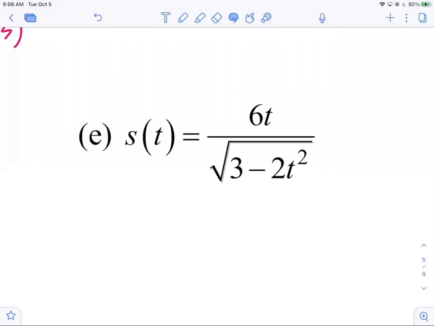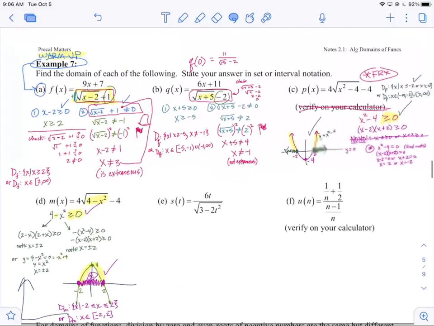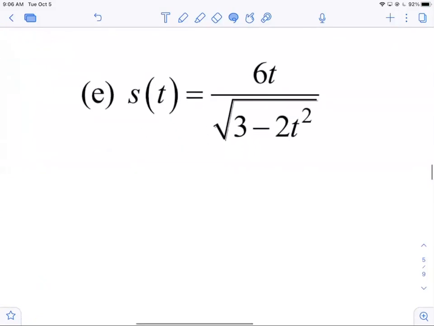All right, so picking up where we left off before the test, example 7, we didn't do E or F, but we'll do E now, S of t. So the function's name is Steve, S for short, and the independent variable is t. T for Texas, I guess, right? We want to find the domain.